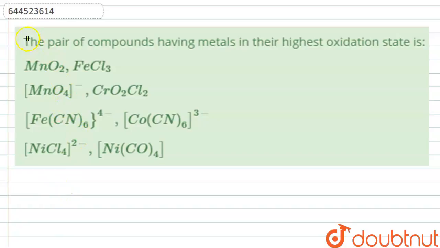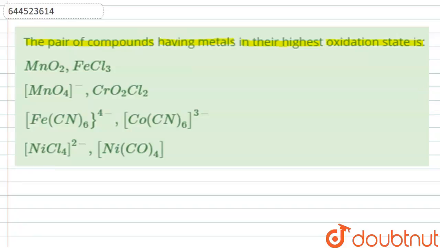Hello students, let us have a look at the question first of all. The question is that the pair of compounds having metals in their highest oxidation state is, and we have been given 4 sets of pairs. We need to find out which pair will have the cation in its highest oxidation state, right?